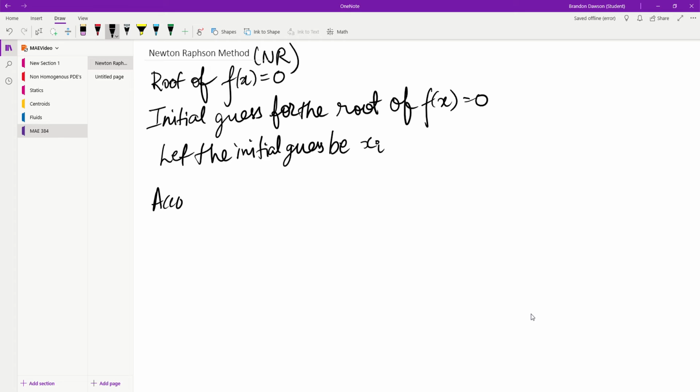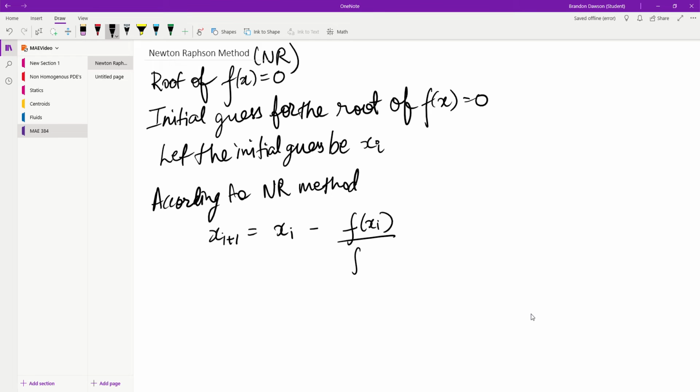So according to the NR method, x of i plus 1 is given by xi minus f of xi divided by f dash of xi. F dash of xi is defined as the differentiation of f of x with respect to x.